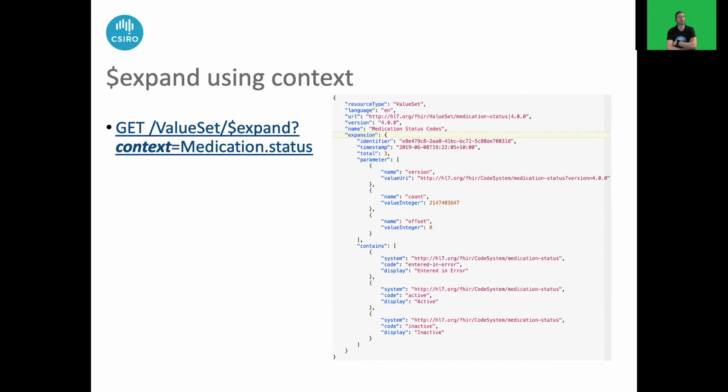This next example shows how to use the value set expand operation using the context parameter instead of providing the URL of a value set. In this case, we're going to say we want to expand whichever value set is bound to the status field in the medication resource. When we get our result back, the expansion element actually includes a parameter that says, this is the value set that I expanded. So when I looked up that medication.status element, this is the value set that was bound to that. So that's the value set that I've expanded. And it comes back and it shows these 3 codes that have come back from that expand request.